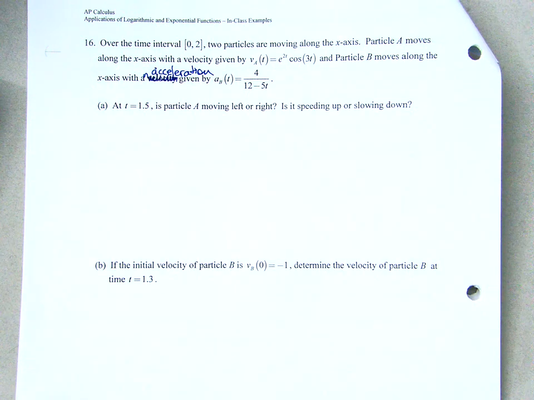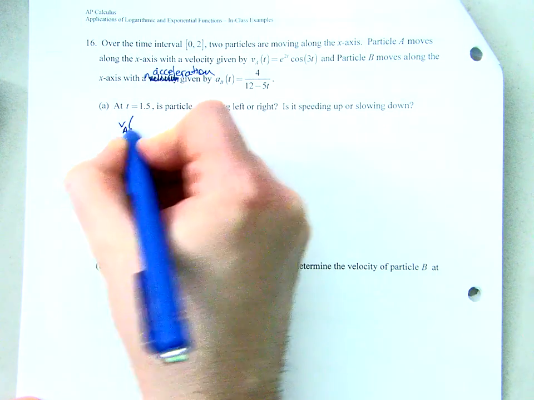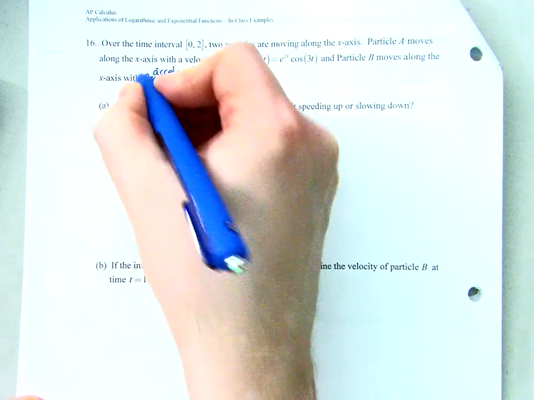Part A. We want to figure out, at 1.5, is particle A moving left or right? We've got to get back to those definitions of things. What about velocity? Let's find the velocity at 1.5. How difficult should it be to find the velocity at 1.5? Not hard at all, because I gave you the velocity. So you need to find v sub A of 1.5.